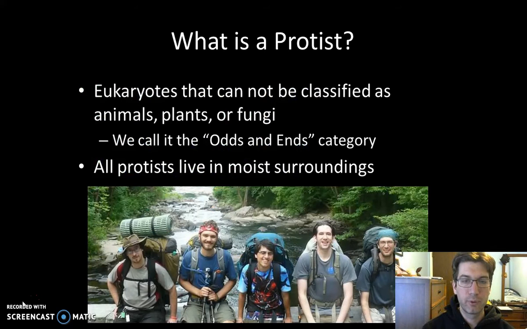In order to be a protist, this is our odds and ends category. So we just kind of throw things here that don't fit into the other categories or the other kingdoms. So if it's not a plant or an animal or a fungus, but it's still a eukaryote, it ends up in this category here. Again, eukaryotes do have nuclei or a nucleus in their cells. So all protists are also going to have that.